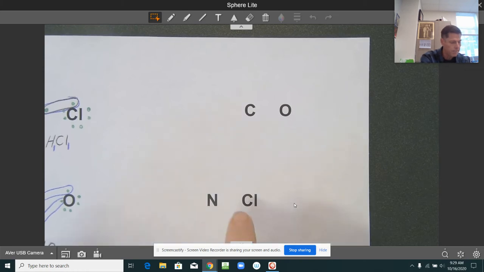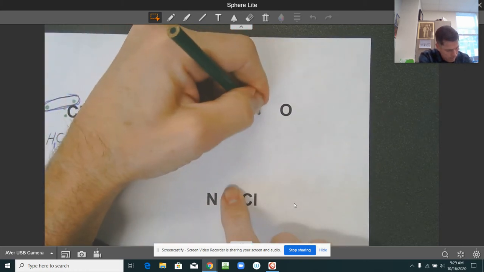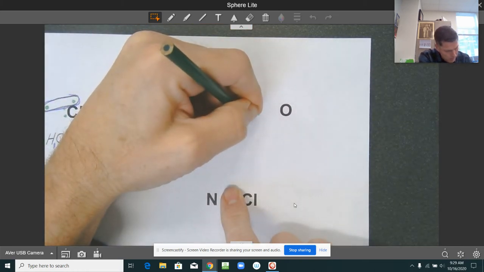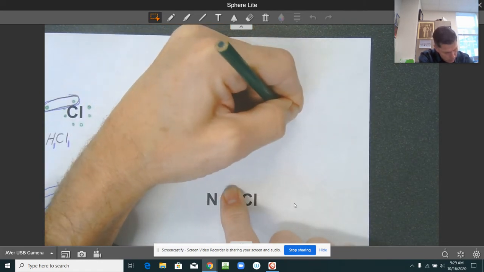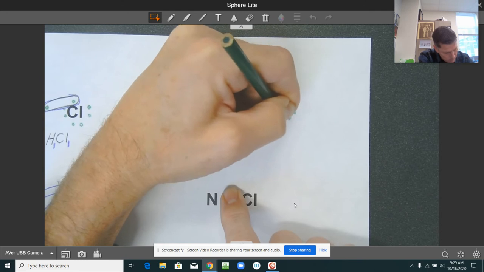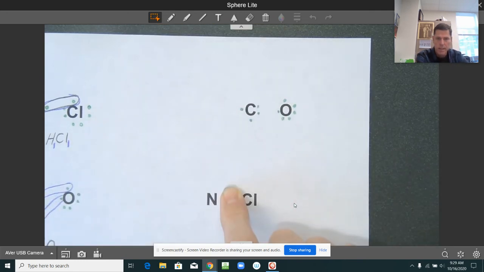Carbon and oxygen. And carbon, I'm just going to do this. And I assume at this point you can get the valence. If not, go back and start looking at the Lewis dots.